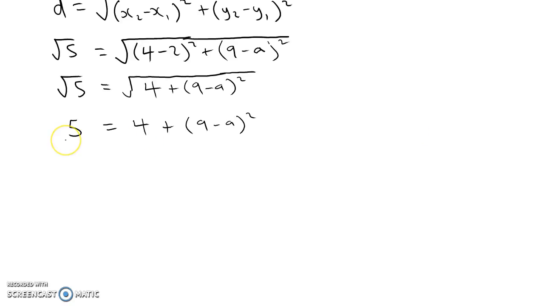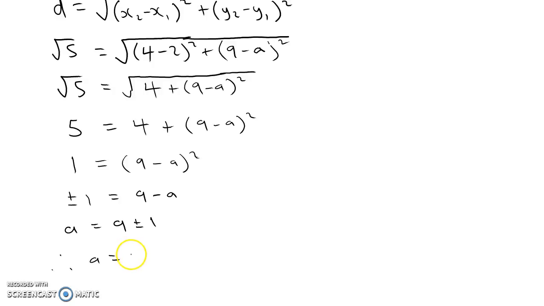Let's rearrange this, bring the 4 over to the other side. So we'll get 1 equals 9 minus a squared. If we square root both sides, we'll get plus or minus 1. If we square root 1, we'll get plus or minus 1 equals 9 minus a. So therefore a equals 9 plus or minus 1. So therefore a equals 9 plus 1 is 10, or a equals 8.